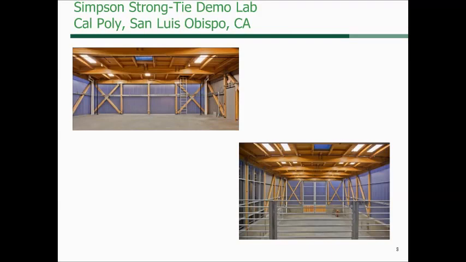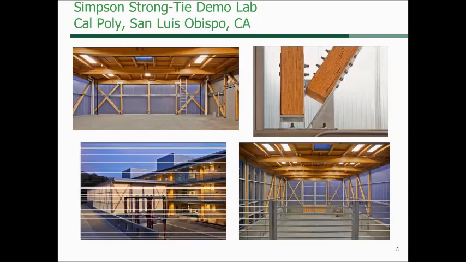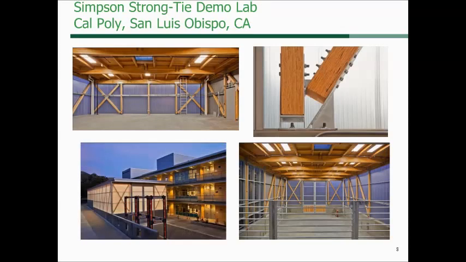We also may be very familiar with heavy timber construction. This is an example of a project up at my old alma mater, Cal Poly San Luis Obispo. It's the Simpson Strong-Tie Demo Lab, which is a one-story with a mezzanine in it. Traditionally, it used heavy timber construction, but some people may have thought that this could have been done in steel. They chose to use heavy timber because of the aesthetic appeal and the environmental benefits of using wood, as well as the visual benefits of using wood.